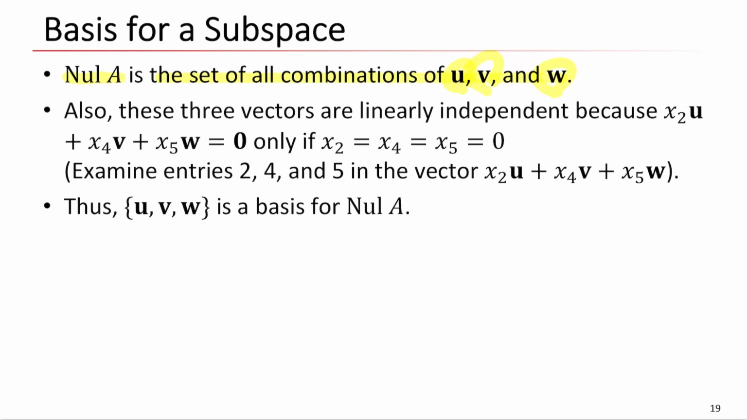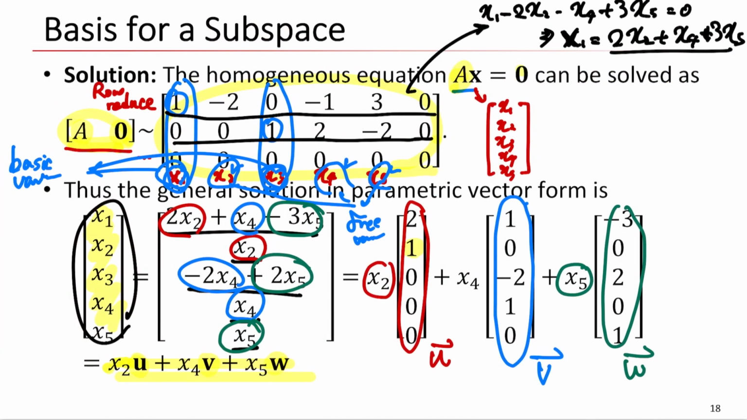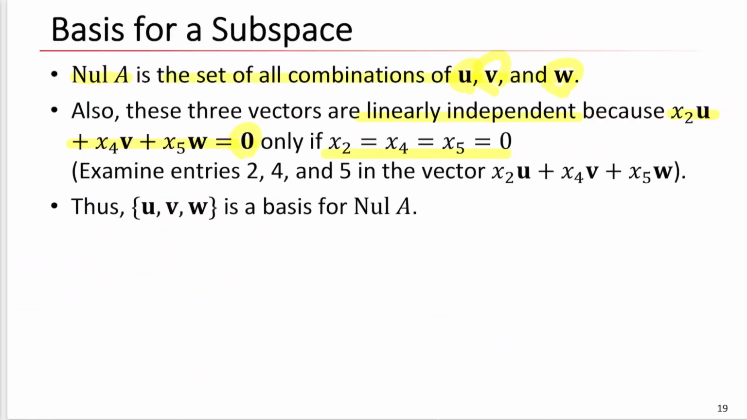So also these three vectors are linearly independent, right? Because x2 times u plus x4 times v plus x5 times w is equal to 0 only if x2, x4, x5 are 0. Why? If we check here, here, here, to make these values 0, 0, 0, 0, 0, this term also should be 0. So x2, x4, x5 should also be 0, right?